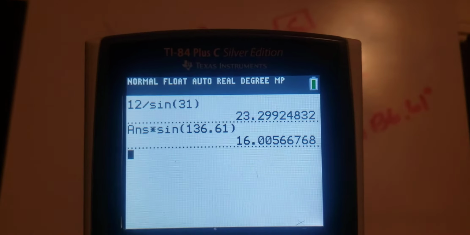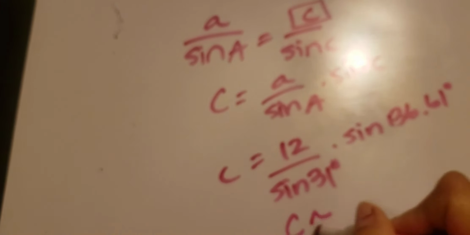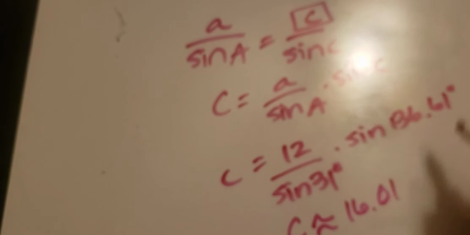So grab my calculator, and I should have 12 divided by sine of 31 times sine of 136.61. Okay. And I'm going to make this 16.01. Okay. Or I could just say 16, to be honest. Either one would be fine. Okay. And this is C. So C is approximately 16.01. Okay.